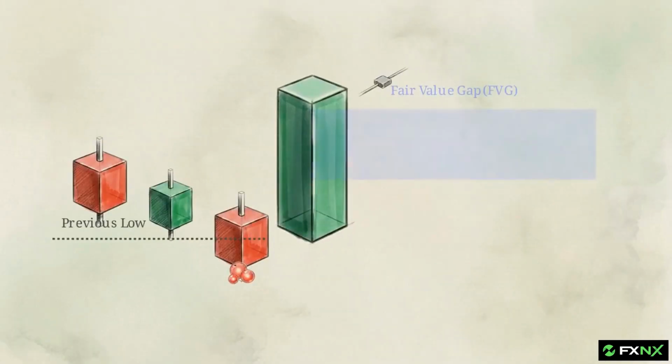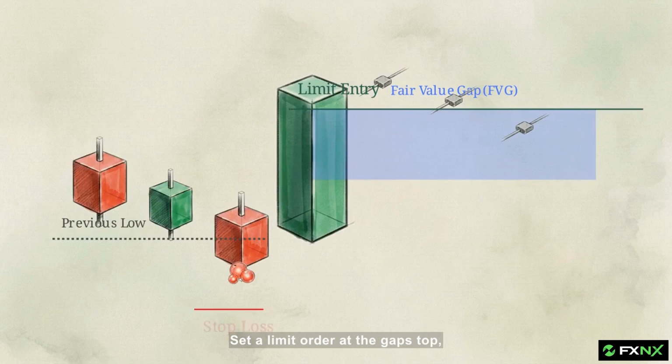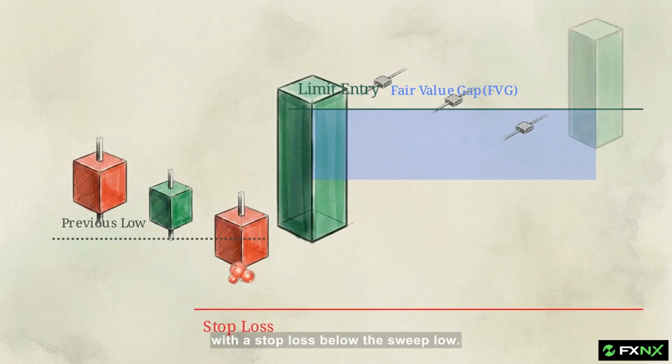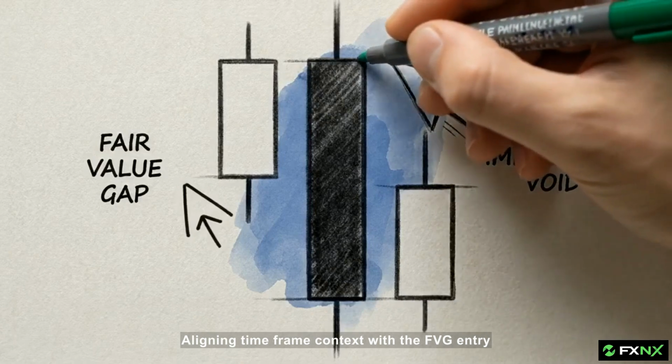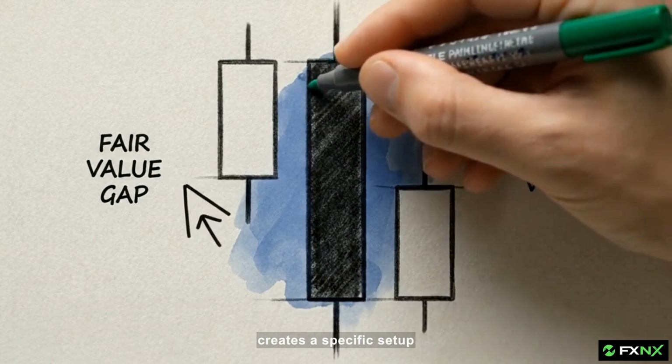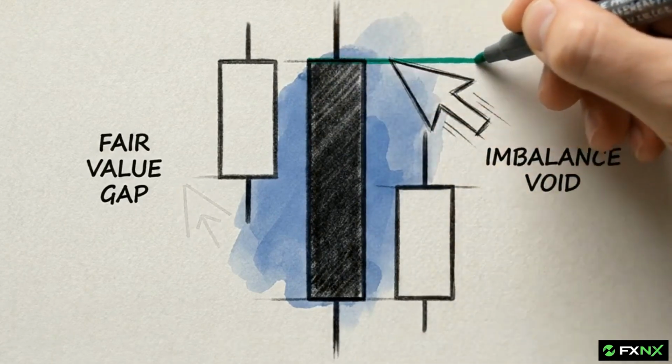Don't chase the spike. Wait for price to return to the imbalance. Set a limit order at the gap's top with a stop loss below the sweep low. Aligning timeframe context with the FVG entry creates a specific setup with a clearly defined entry and exit.